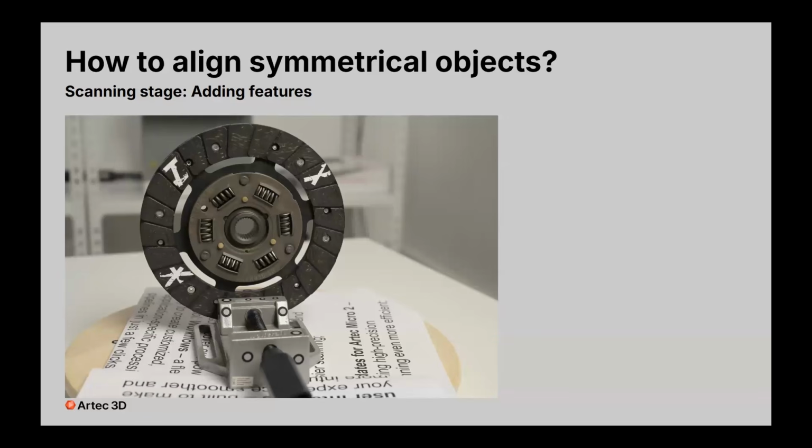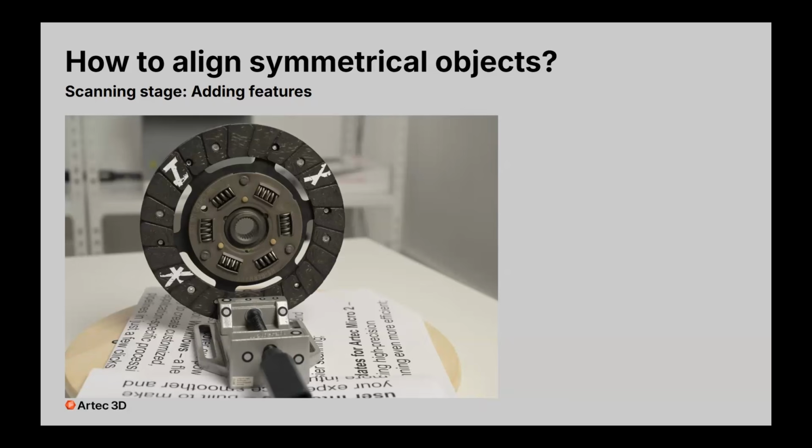What if you're scanning symmetrical objects? Actually, for an inexperienced user, it might be quite an obstacle to scan and align such objects together, especially, let's say, if you have an Artec Eva Lite that does not scan texture, then it might be really tricky to align your different sides altogether. So how to align symmetrical objects?